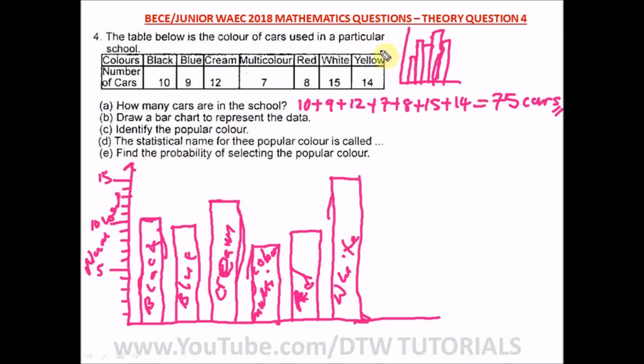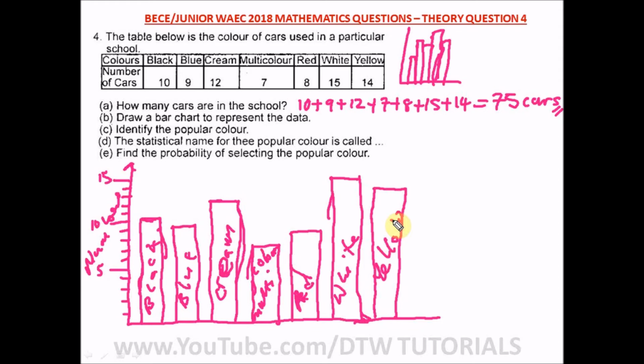Okay, then the next one is yellow. Yellow is 14. So somewhere here, just a line below the white one. Remember to leave your space. Very important, since we are asked to draw a bar chart. Okay, and this is yellow.